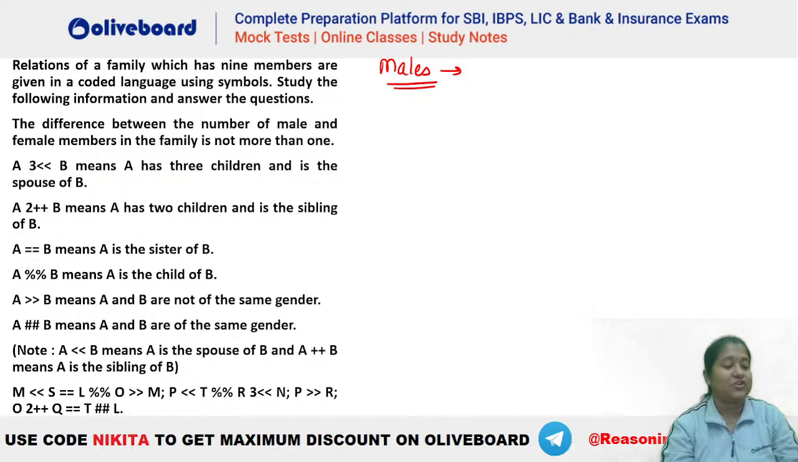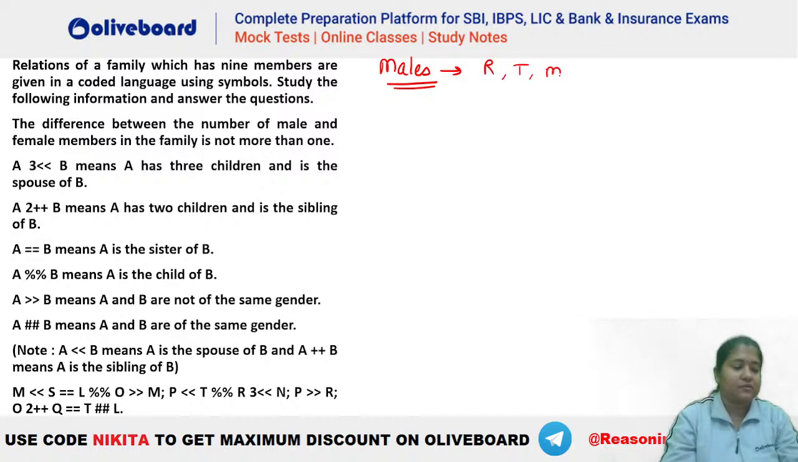Done. So Dolly, tell me how many of them are males here? Who all are the male members in this particular family? Can we find that for sure? Lakshmita also done. So tell me who are the male members in this particular family? Four members are there. Can we name them? R, T, M, and L. Okay. R, T, M, and L.